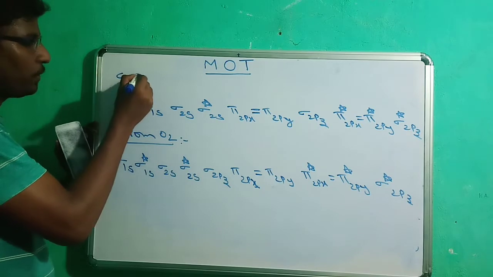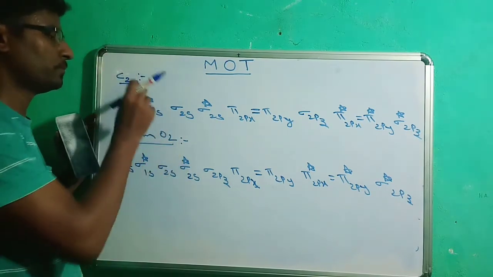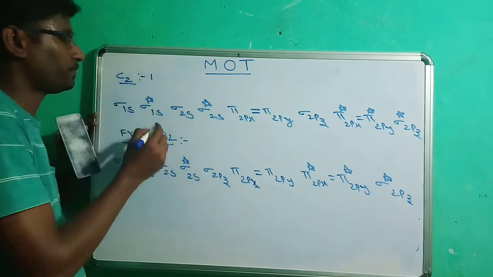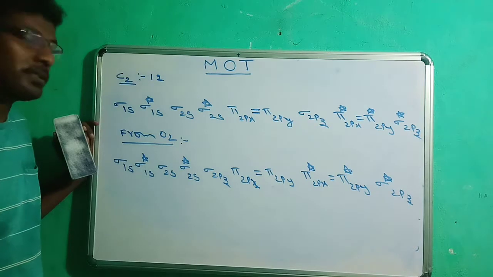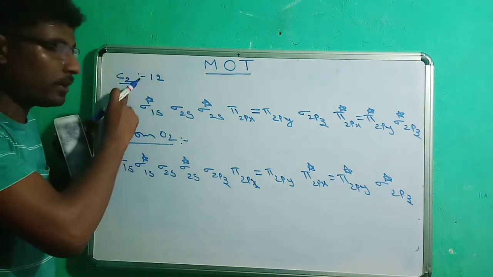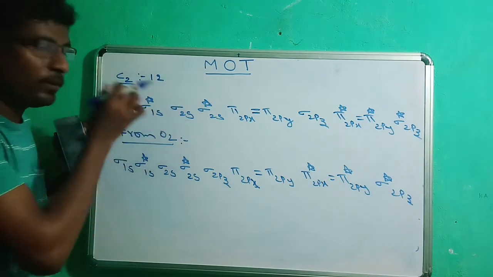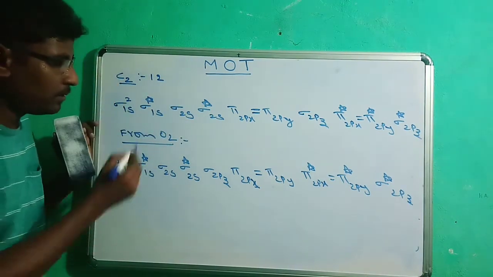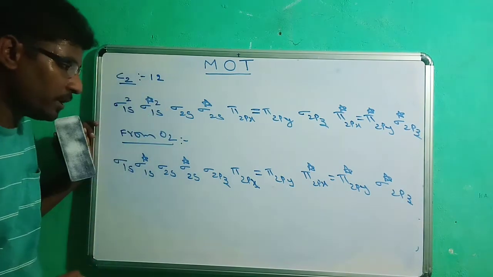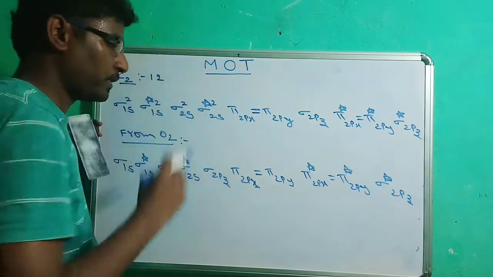I am taking the C2 molecule. The C2 molecule contains 12 electrons because the carbon atomic number is 6. Two carbon atoms have 12 electrons. These 12 electrons must be filled into the first sequence, which means the sigma 1s contains 2 electrons. After that sigma star 1s2, after that sigma 2s2, after that sigma star 2s2.